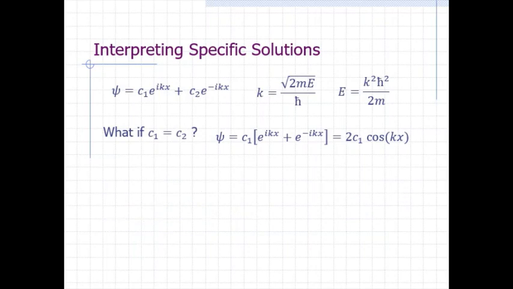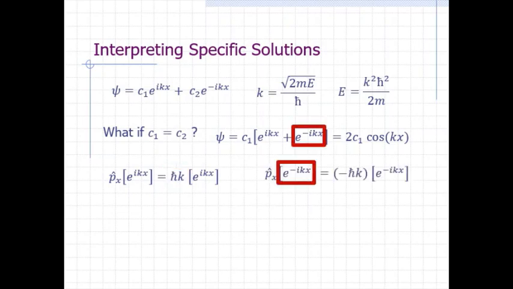Let's see why the momentum is not well defined. Let's apply the momentum operator on e to the ikx. By now, you should be easily able to show that e to the ikx is an eigenfunction of the momentum operator with an eigenvalue of h bar k. Similarly, if we apply the momentum operator on e to the negative ikx, we can show that e to the negative ikx is also an eigenfunction of the momentum operator with a value of negative h bar k.